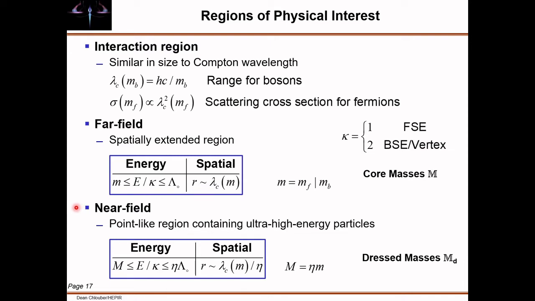Next, we have the near field, which is a point-like region containing ultra-high energy particles. And relative to the far field, the radius of the near field is reduced by our scaling factor, eta. And the dressed masses are confined to the near field.